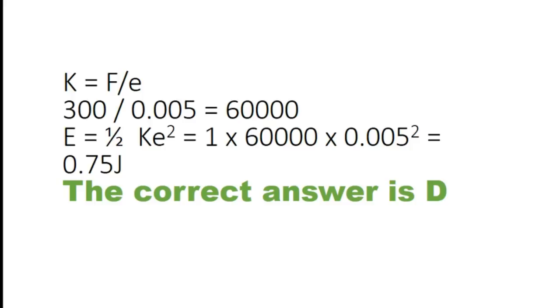This implies that our E, which is the strain energy we have to find, is 1 over 2 times K e squared. This will be equal to 1 over 2 times 60,000 times 0.05 squared. This will give us 0.75 joules, and that will be option D.